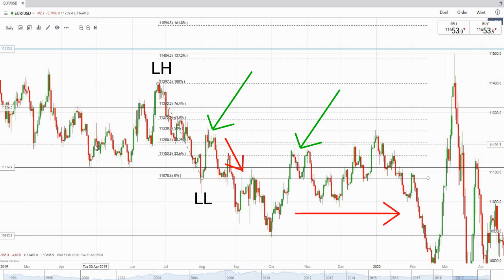Here we can see that the market started to trend sideways, but the 50% Fibonacci level once again acted as an area of resistance here before the market started trending lower again.